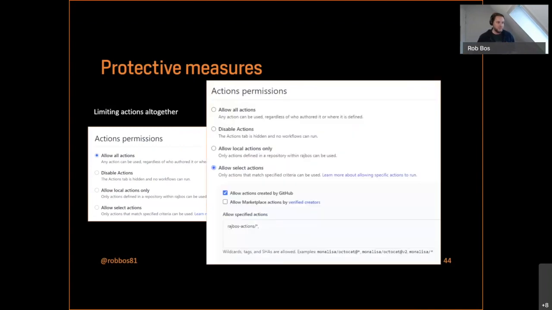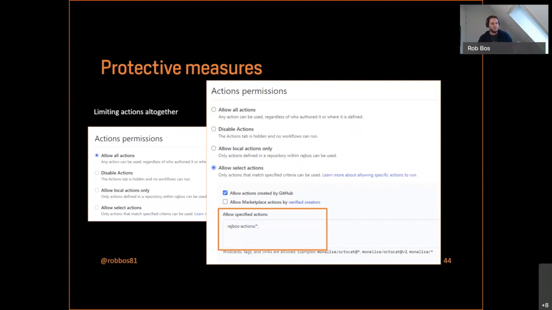You could, for example, say that I only allow select actions, for example, by creators from GitHub or by verified creators. Well, the ones from GitHub are probably safe because GitHub hosts them in the /actions repo, so that is rather safe to use. But as already said, the marketplace actions by verified creators, for me, that's not good enough. You can also say only allow specific actions that are listed.